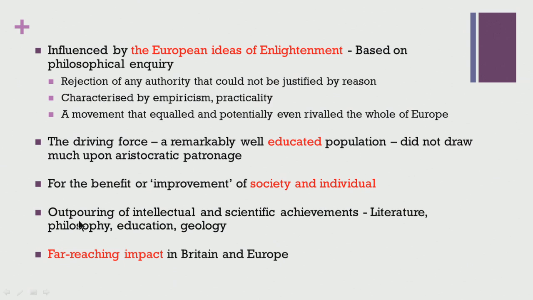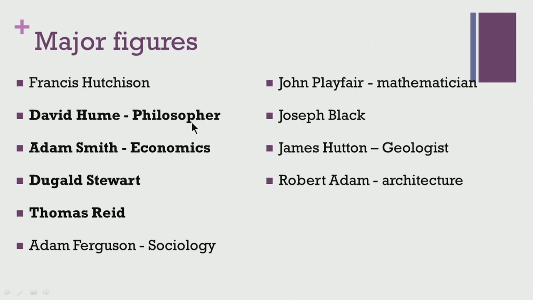As a result, we find an outpouring of intellectual and scientific achievements in various fields such as literature, philosophy, education, geology, and so on and so forth. And this movement significantly was not limited to Scotland or the city of Edinburgh. We do find that there were far-reaching impacts in Britain and in Europe, and some of that we shall be taking a look at in today's lecture, and also in certain other lectures when we talk about the 18th century. So, who were the major figures of the Scottish Enlightenment?